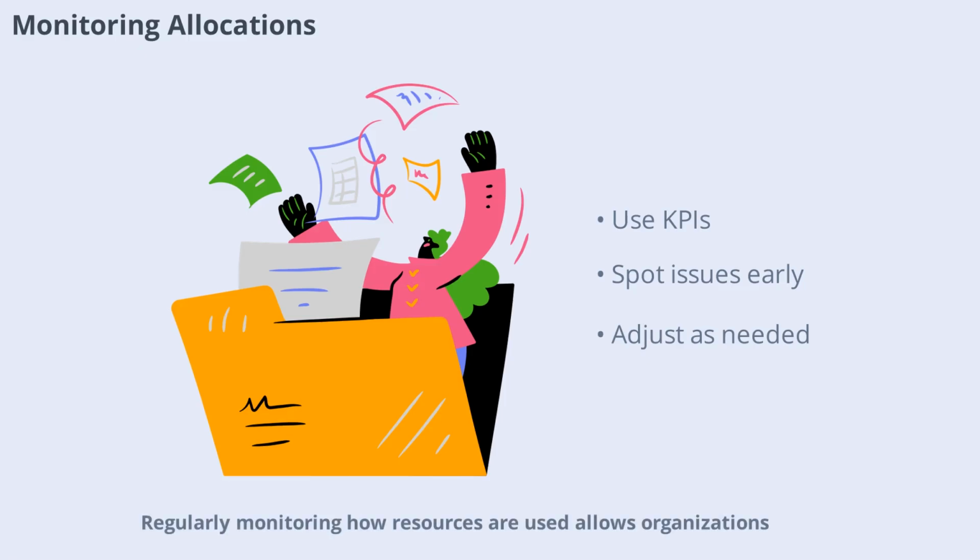Regularly monitoring how resources are used allows organizations to spot issues early and make necessary adjustments. Key performance indicators, KPIs, and dashboards provide real-time insights into resource utilization and project progress. This proactive approach helps ensure that resources continue to support high-impact initiatives. Next, we'll look at the importance of flexibility in allocation.